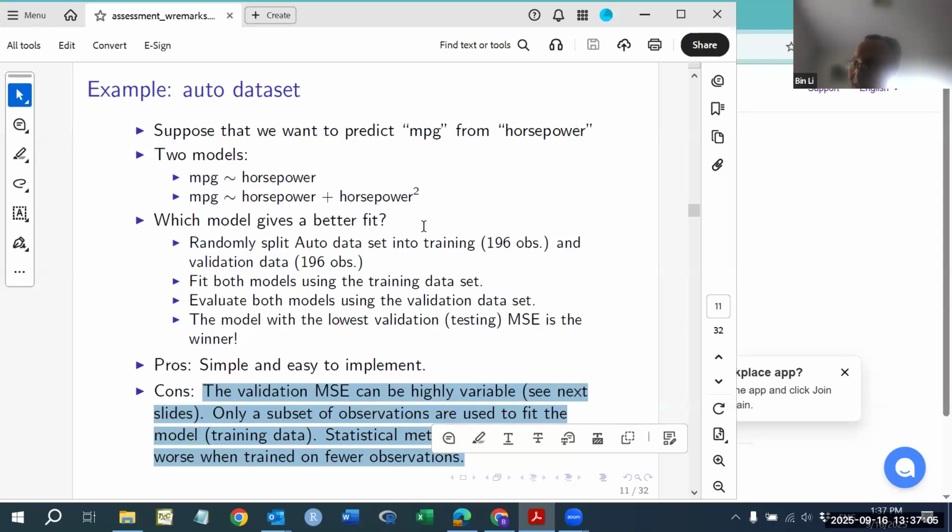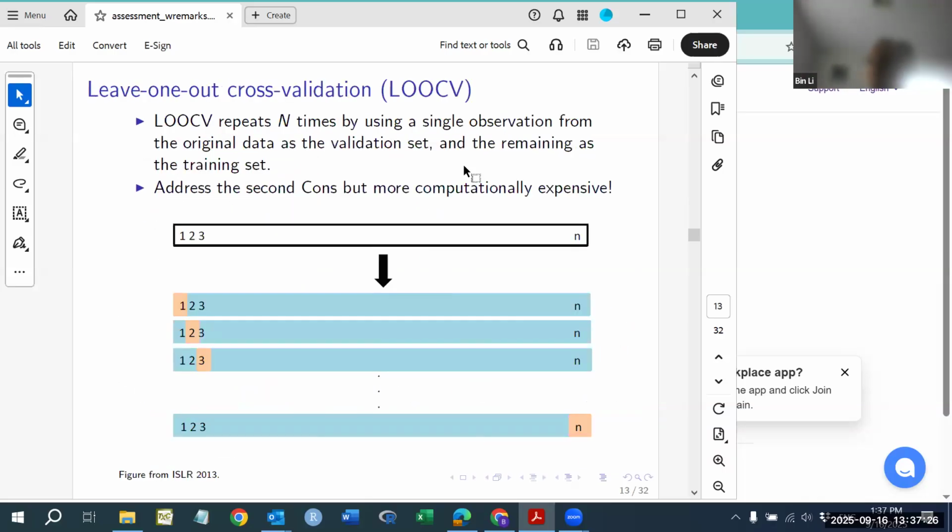That could be substantially worse than using the full model, using all the data sets, right? So that actually introduces some bias. So the model will be too simplified, especially when we have a small sample size here, right? So how do we relieve this problem? There is a technique called cross-validation, okay?